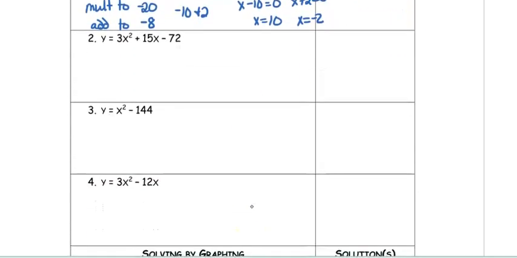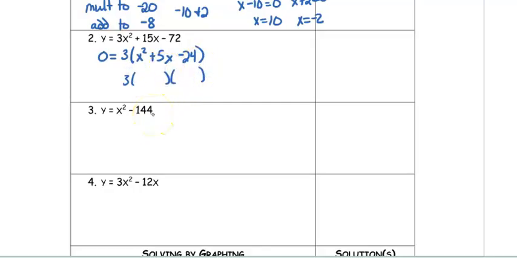All right, on number 2, it is also a trinomial. So we set it equal to 0. This does look like a GCF factors. I think 3 comes out of everything. So I'm going to pull a 3 out of everything. You can absolutely use your calculator to do 72 divided by 3. That's 24. So then I'm going to factor.